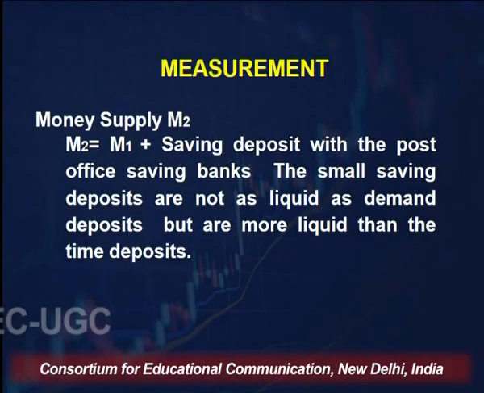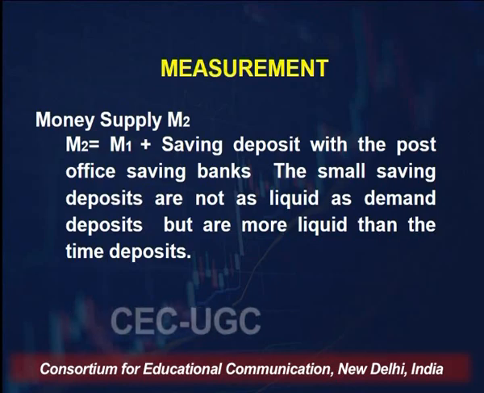Then there is another definition, that is M2. M2 is M1 plus savings deposits with post office savings banks. So M1 means the currency, demand deposits, other deposits, and they have added here savings deposits with the post office savings banks. Small savings deposits are not as liquid as demand deposits, but are more liquid than time deposits.